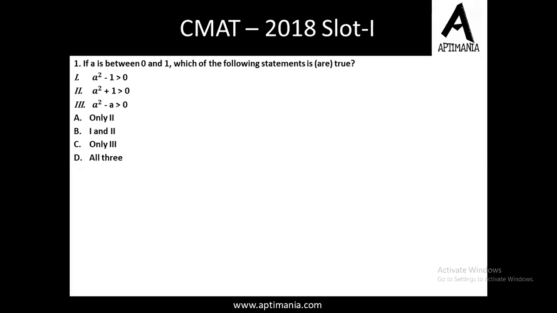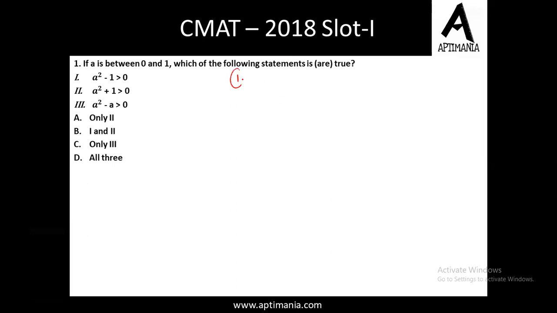Question number 1 is on the screen. It's a question from equations. We'll just try to solve it out. If A is between 0 and 1, which of the following statements is and are true? So we just need to check whether the statements are true or not, and it is given to us that A is between 0 and 1.